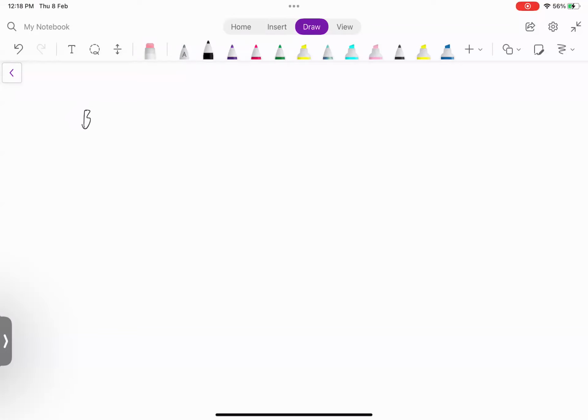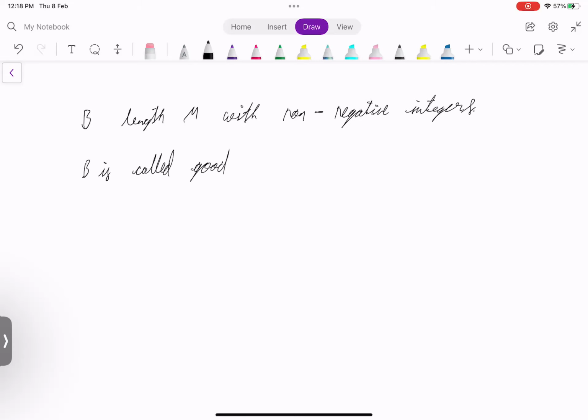So let's say there is an array B of length M with non-negative integers. Then this array is called good. B is called good if it satisfies the following conditions.